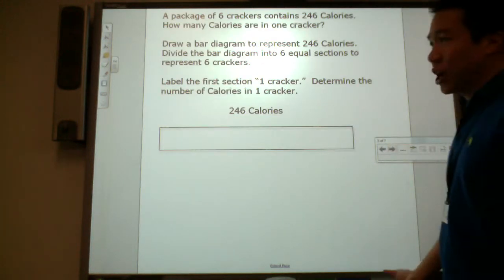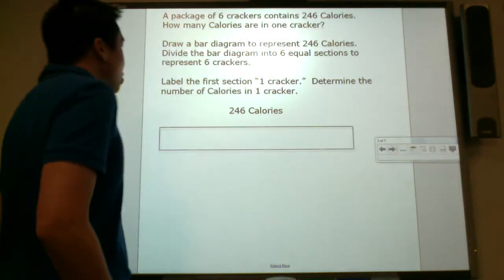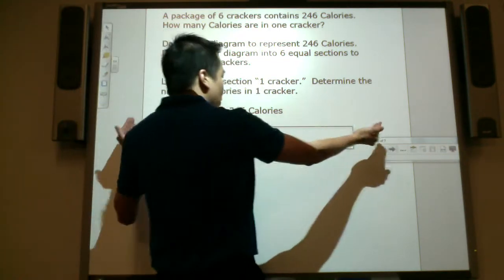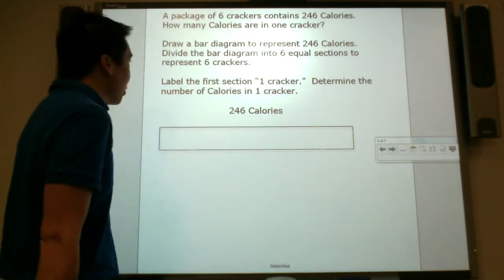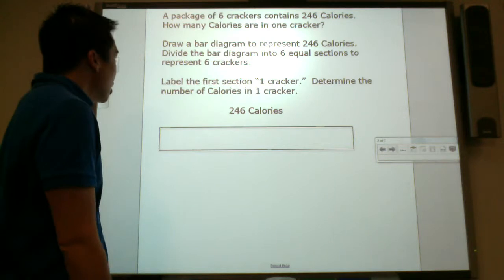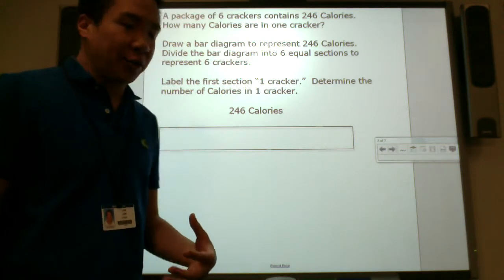So let's try a couple of problems. There's a package of 6 crackers that consists of 246 calories. Here's the package of crackers. There are 246 calories. How many calories are in each cracker? So I'm going to practice doing a bar diagram.